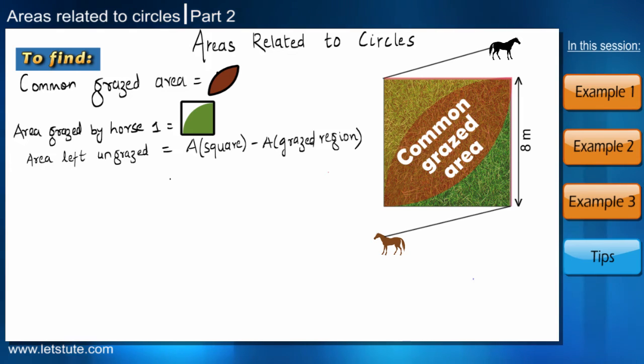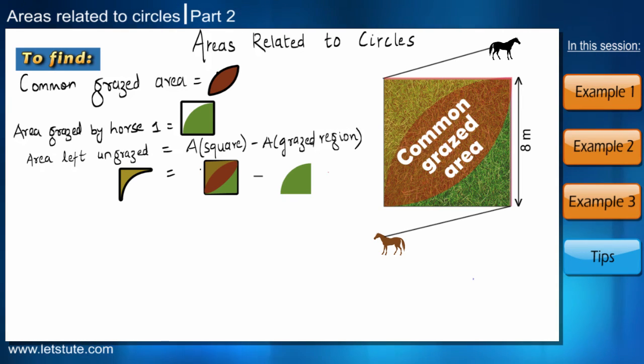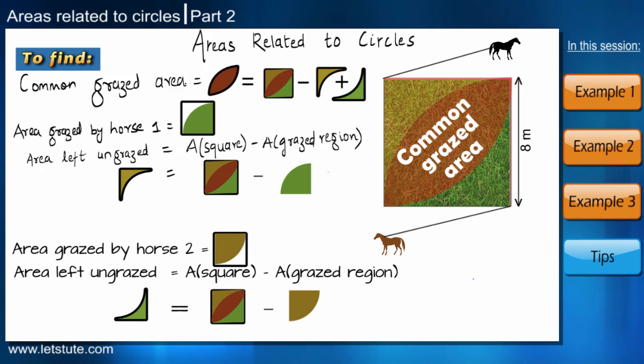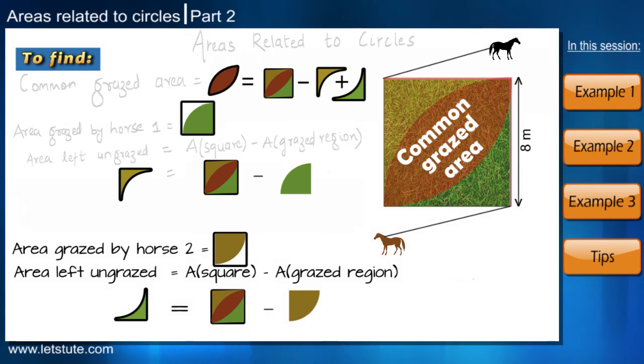And after that, if we subtract the area that the horse grazed individually from the area of the square field, we will obtain the area that one horse was not able to graze, right? We can do the same thing for the other horse also. And if we subtract both of these areas from the square field, then we can calculate the area of the common grazed region. Before we end this session, let's learn a few tips and points to remember while calculating the areas related to circles.